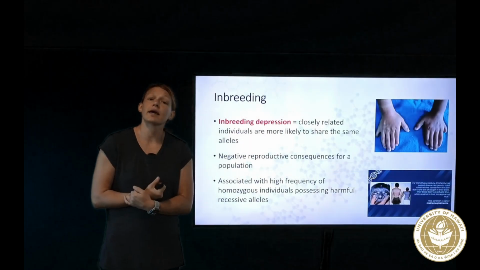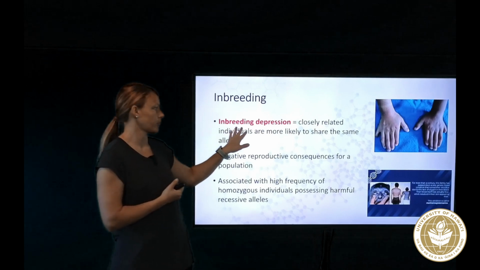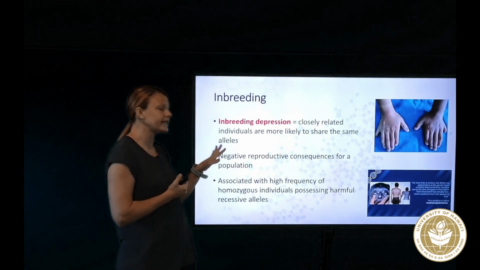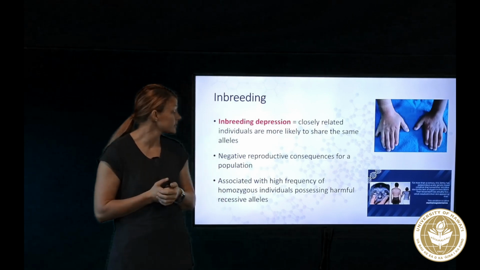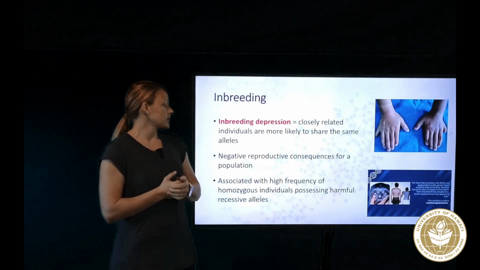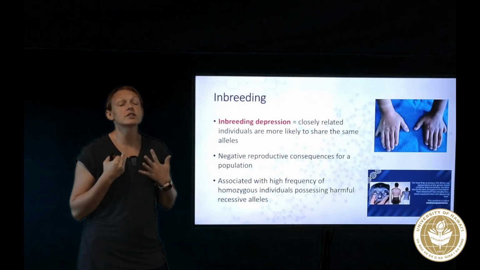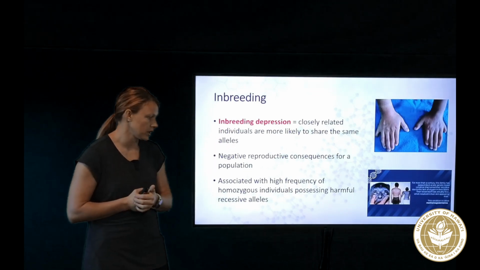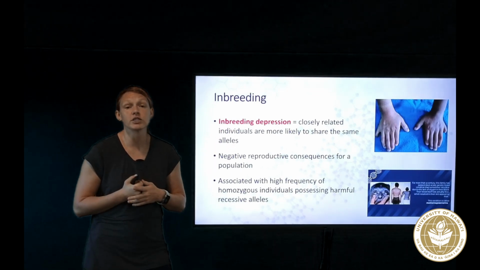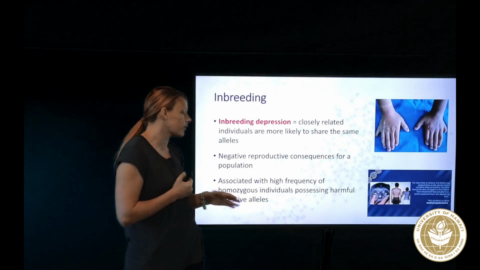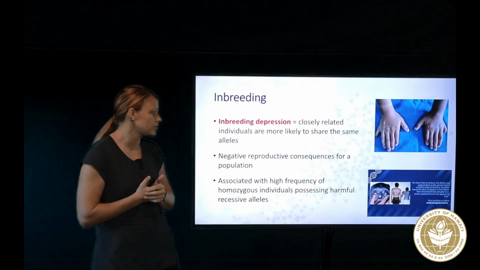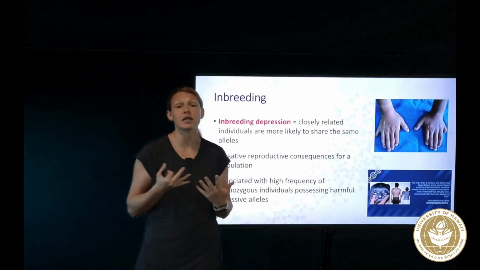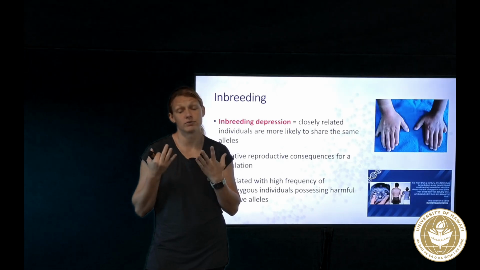With inbreeding, we can get what is termed an inbreeding depression. So this is where closely related individuals are more likely to share the same alleles. Negative reproductive consequences for a population are going to result from this inbreeding depression. And this is generally going to be associated with a high frequency of homozygous individuals possessing harmful recessive alleles. So in other words, most of the individuals are going to be homozygous recessive.